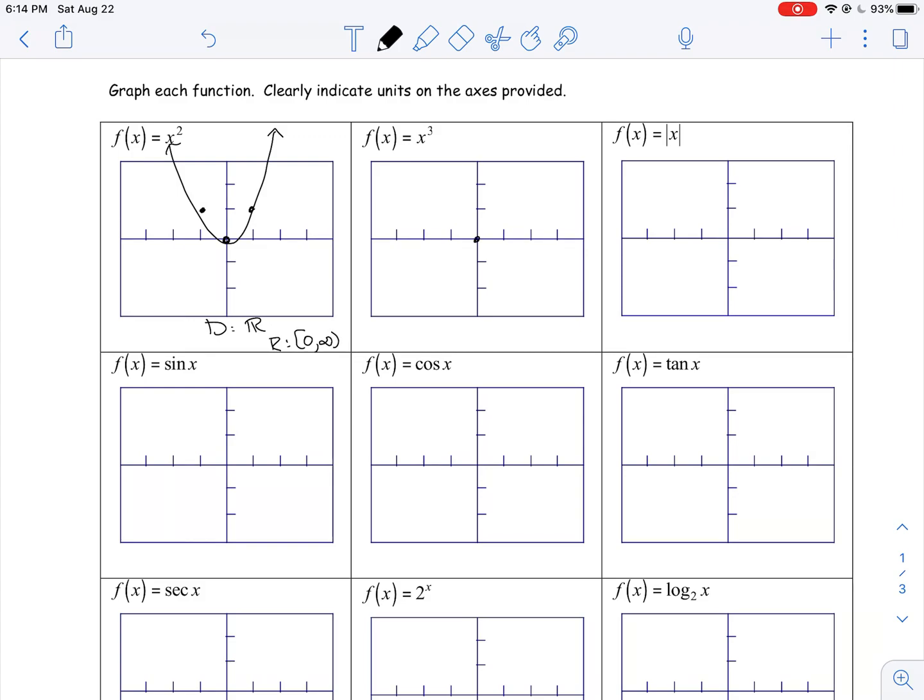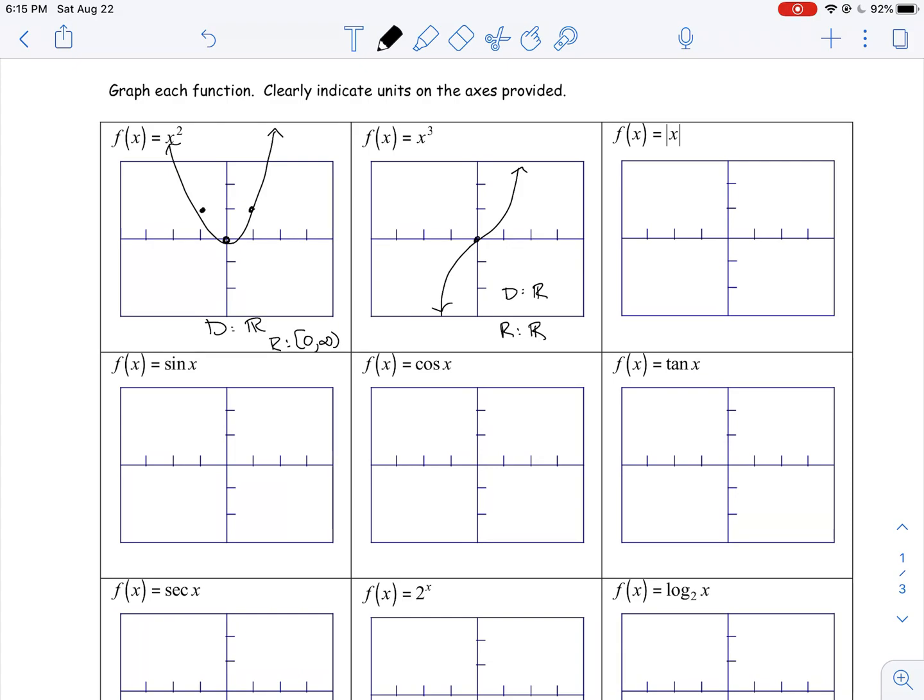X cubed is the snake-looking graph. It's going to be a snake whose tail starts down and then goes up. If you remember, that's what cubics look like. The domain of a cubic is going to be all real numbers, and the range of a cubic is going to be all real numbers.